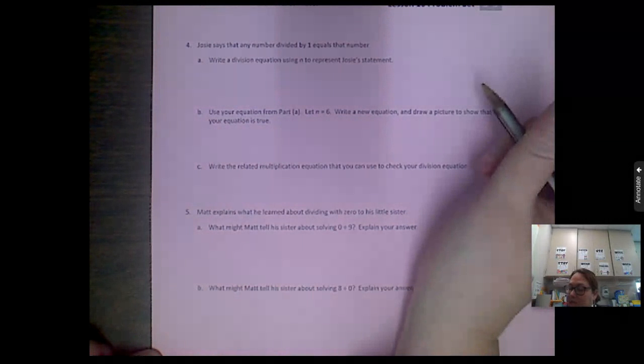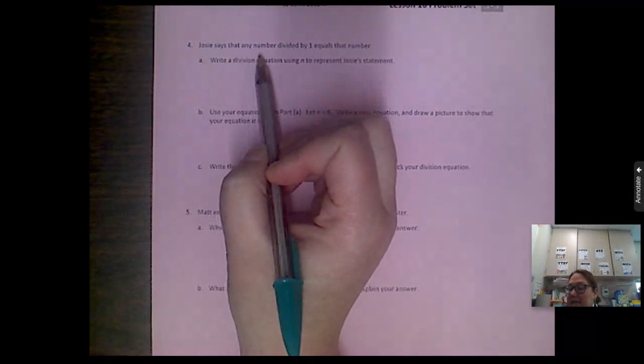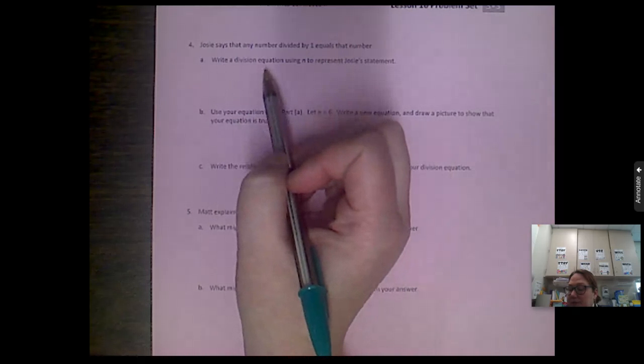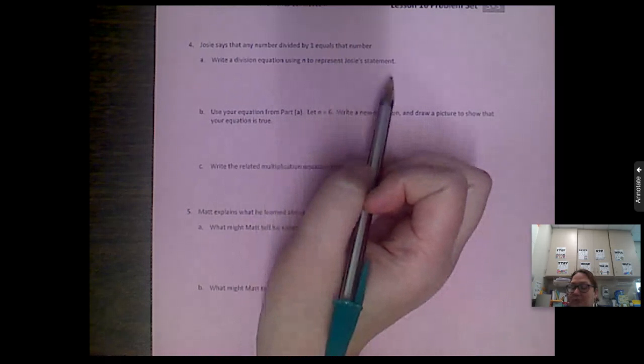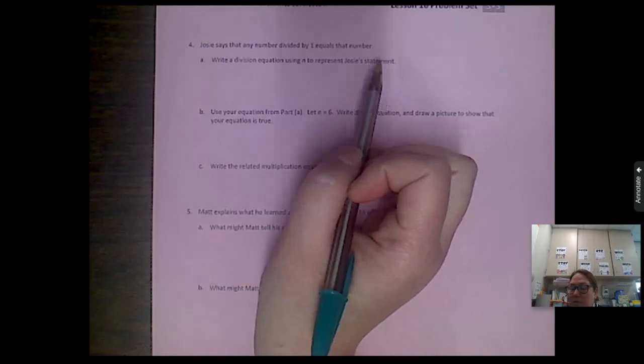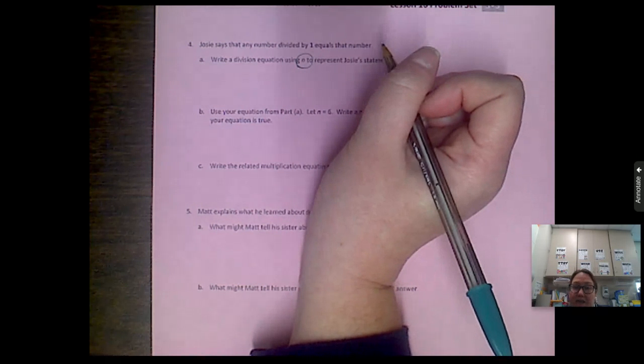Okay, so let's look. On the back, it says, put your finger on Josie and follow along with me. Okay, here we go. Josie says that any number divided by 1 equals that number. Write a division equation using n to represent Josie's statement. So we just want to show what she's saying there, but we want to use n to represent any number.